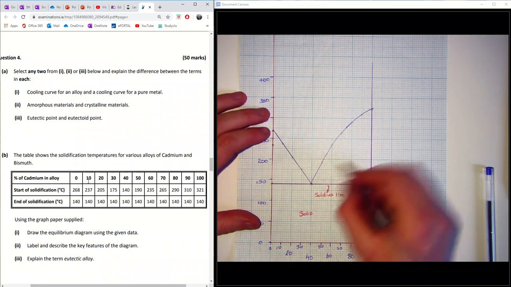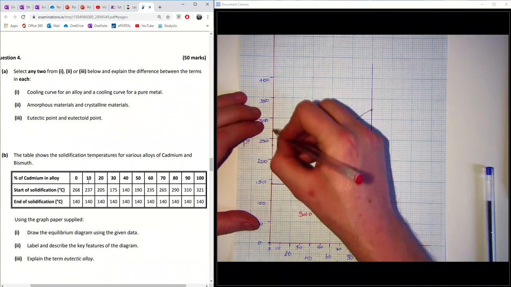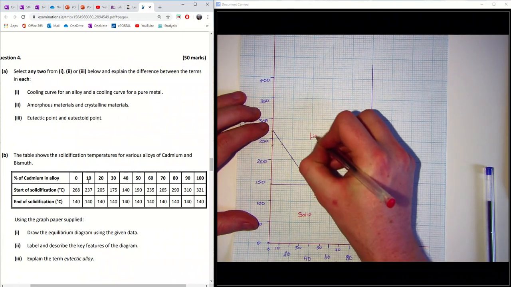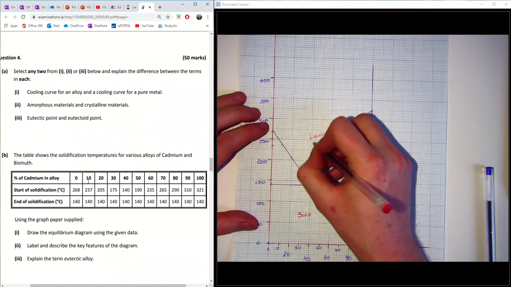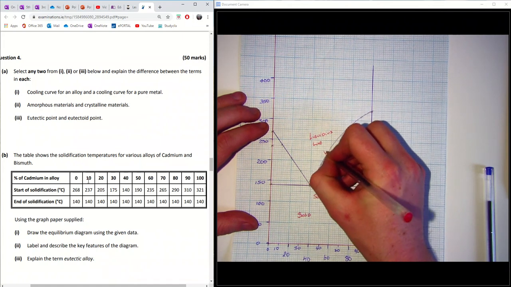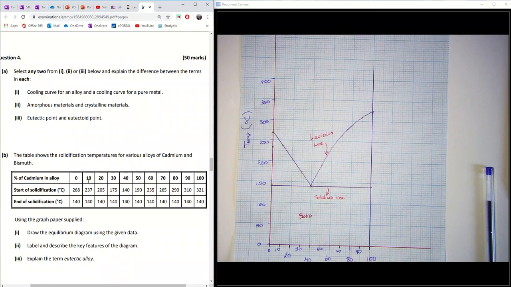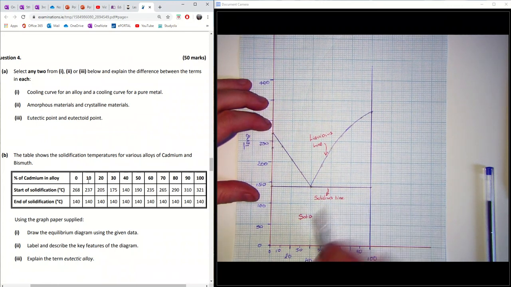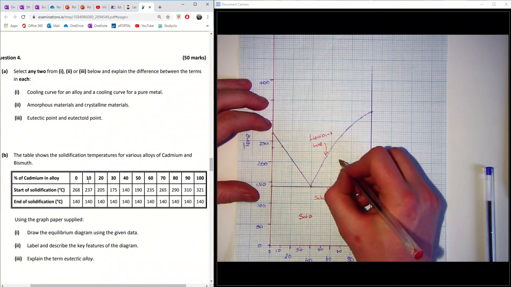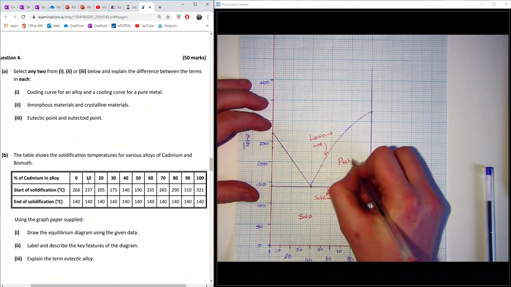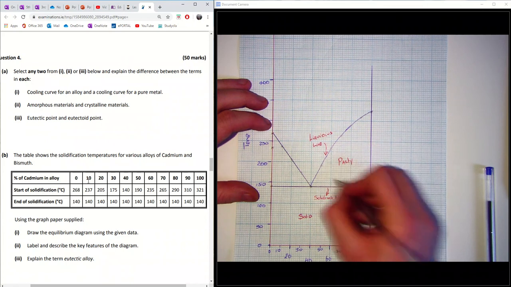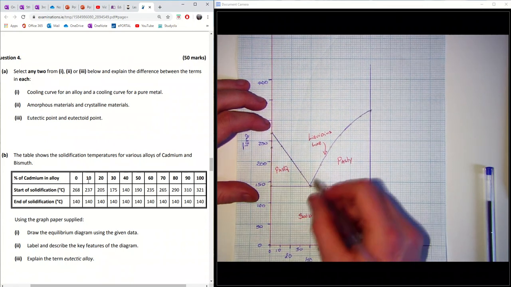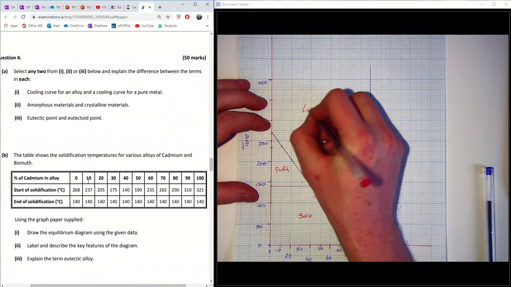Okay, and the region in between, so this here, this start of solidification, anything along that line is going to be my liquidus line. Now, any of the area in between the liquidus line and the solidus line is a mixture of solid and liquid. So it's going to be the pasty region, and that's going to be this side and also this side on the eutectic diagram. Everything above the liquidus line is going to be a liquid.